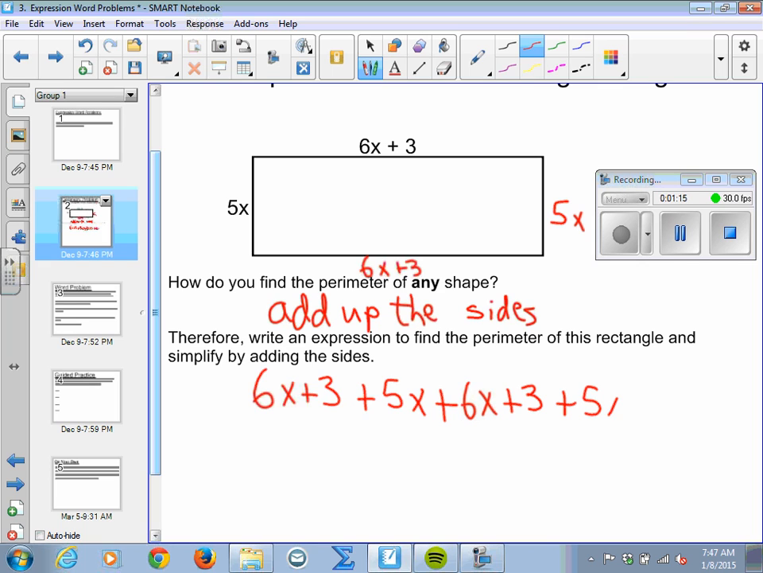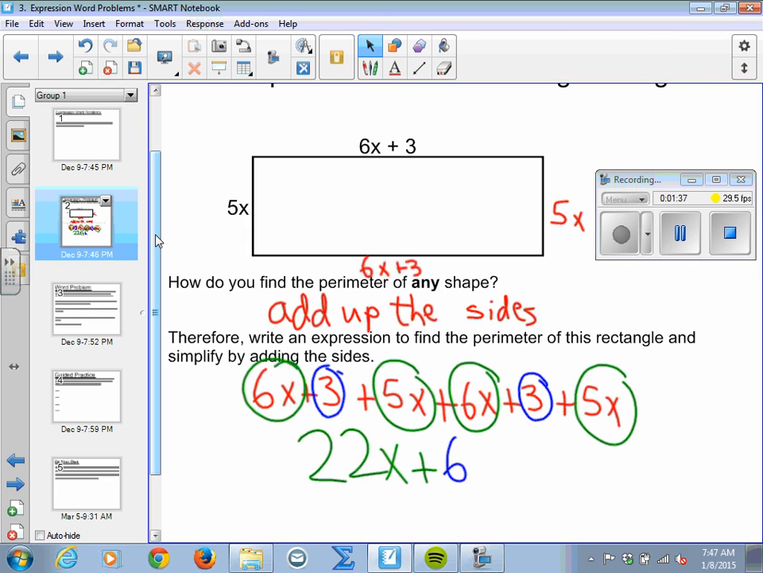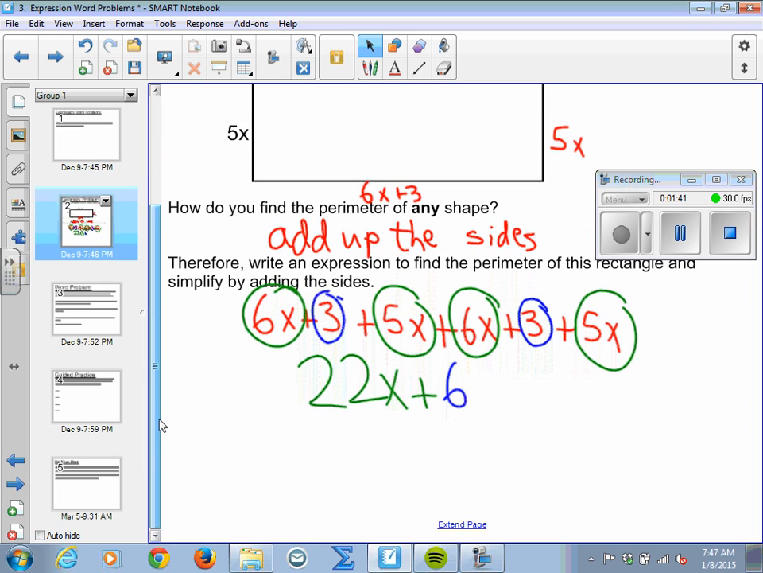And we look for all of our like terms as we had before. We've got all the x terms together. So 6 and 6 is 12, 5 and 5 is 10. Add those together, we get 22x. And then we have our constants. We've got two 3's, which makes 6. That is all we can do. Do not try to go any further. 22x and 6 are unlike terms.